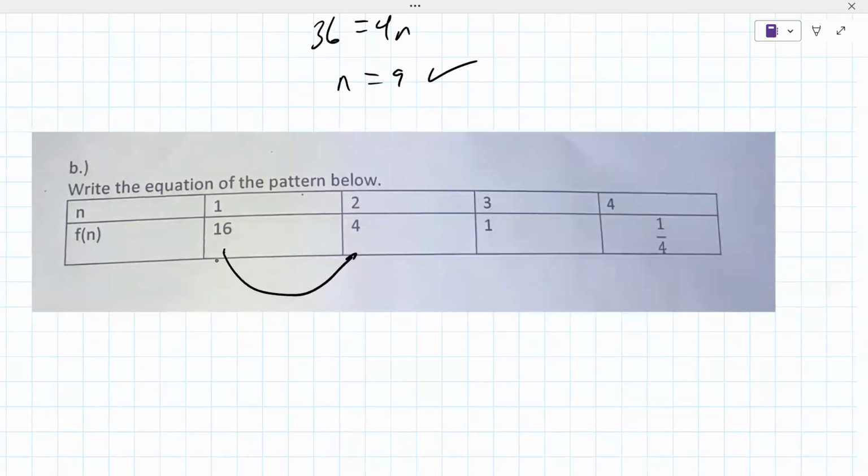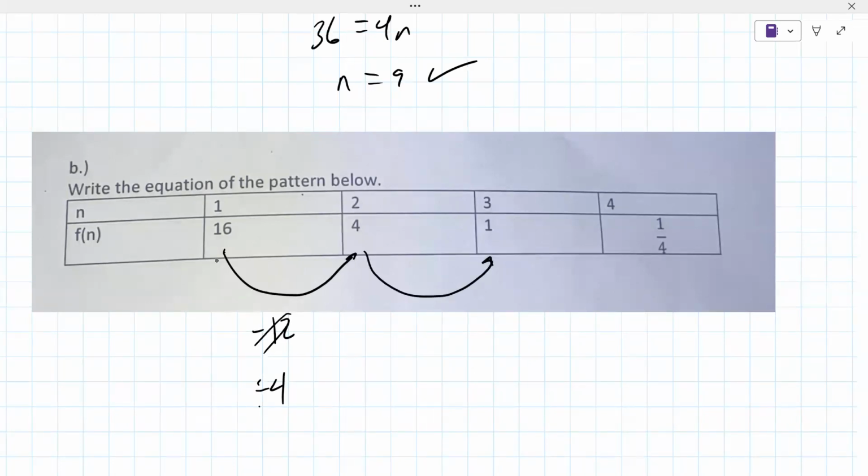So how do you go from 16 to 4? Tell me the math operation. There are a lot of answers. You could say subtract 12, or multiply by 4. Well, you're getting smaller, so divide by 4. And that's the better answer because that one works for this one.